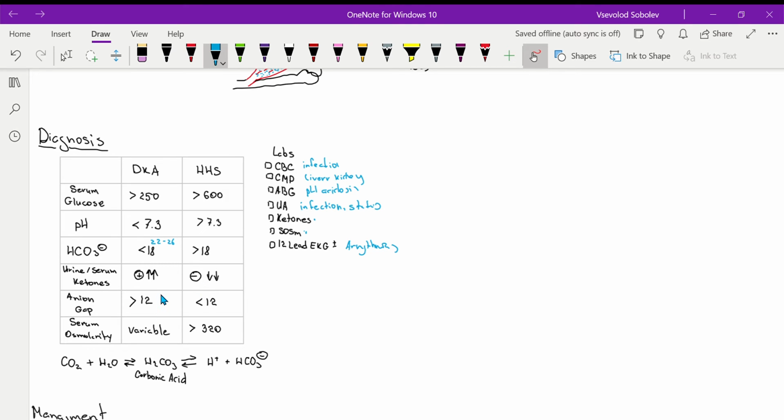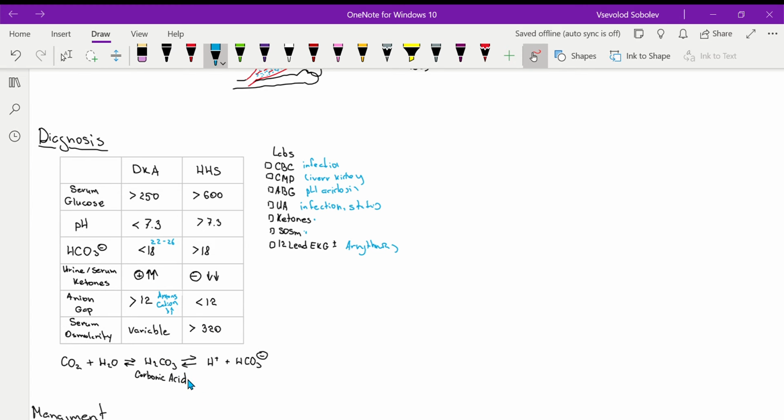Anion gap is where we subtract free anions from cations, and it will be above 12, because there's such a big difference, because there are so many cations. They're high. And serum osmolarity is variable, but in hyperglycemic hyperosmolar state, it would be above 320.